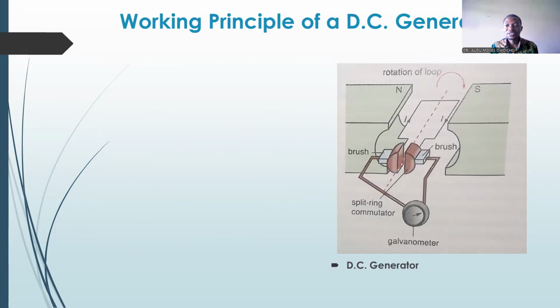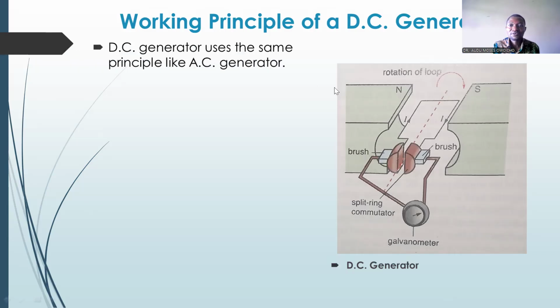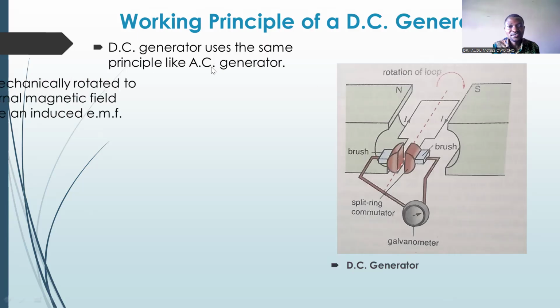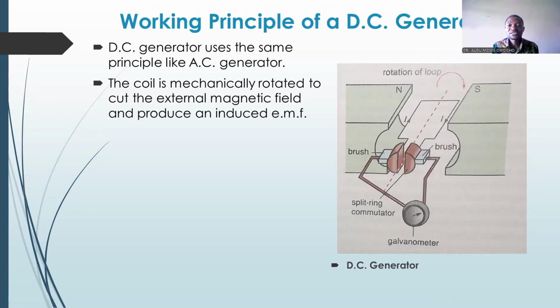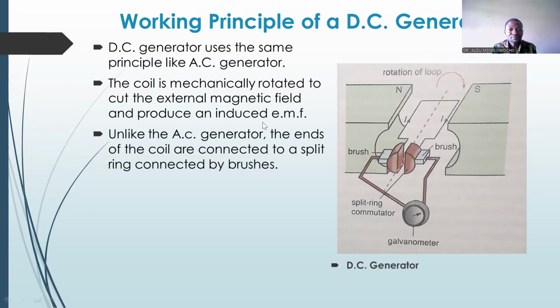Then let's look at the working principle of a DC generator. The setup is similar. You have your bar magnet, you have your coil, the brush, then slip ring commutator. So how does it work? A DC generator uses the same principle as the AC generator. The coil is mechanically rotated to cut the external magnetic field, and an EMF is induced.